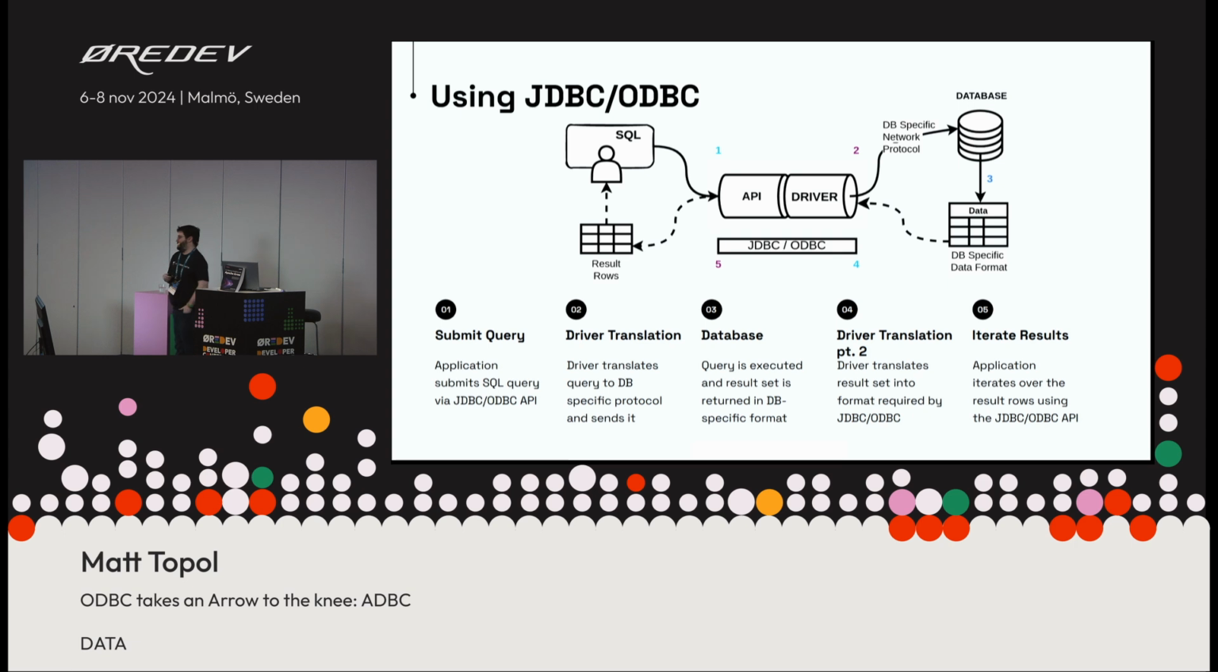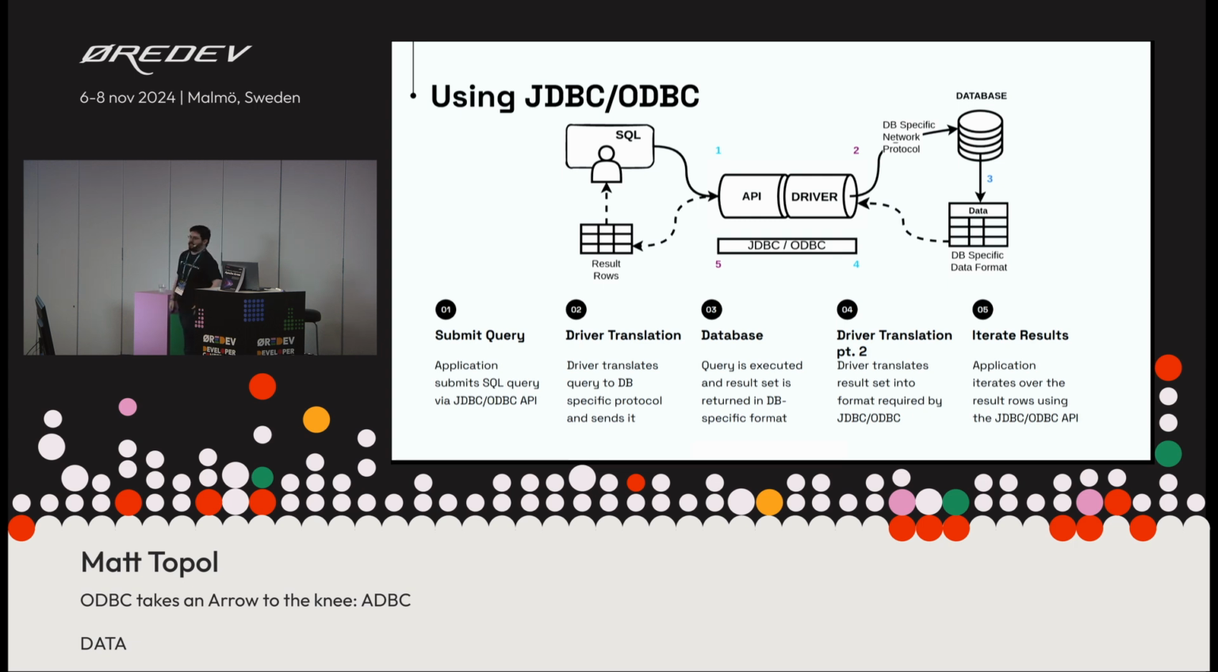So when you're doing your application, the general workflow when dealing with JDBC and ODBC is like this. You submit the query from the application using that API. The driver then translates that to a database-specific protocol to send the query over. The database will execute and return the data in some database-specific format. The driver then translates that result set from the database-specific format into something that fits the ODBC or JDBC API, which is row-oriented.